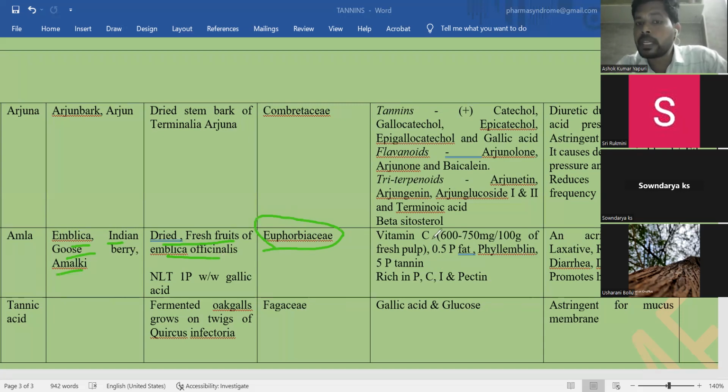Apart from the major chemical constituents, Amla is rich in phosphorus, calcium, iron as well as pectin, and it is a high source of vitamin C, 600 to 750 mg per 100 gram of fresh pulp, and also contains 0.5% fat. It also has phyllemblin and 5% tannin. So it is a highly rich source of vitamin C, belongs to the family Euphorbiaceae, and the source is dried fresh fruits of Emblica officinalis, with the interesting synonym Indian gooseberry.